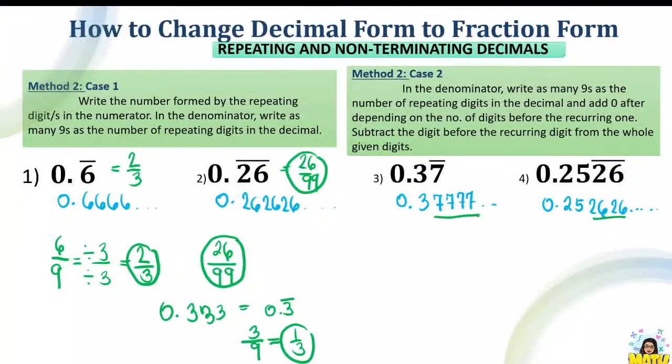So, here, hiniwalay natin yung numbers 3 and 4 because these particular decimals have some digits na umuulit pero meron ding digit na hindi. Kaya we have another rule for that. And that is method 2, case 2. So, here we follow. In the denominator, write as many 9s as the number of repeating digits. So, ilan ba yung repeating digits dito sa 0.37? Ilan ba yung may bar? Isa lang. So, ganun din karami yung 9 na ilalagay natin sa denominator.